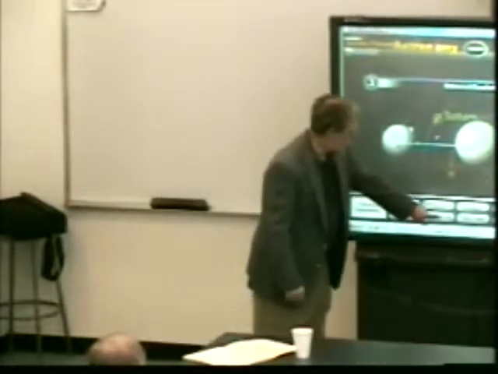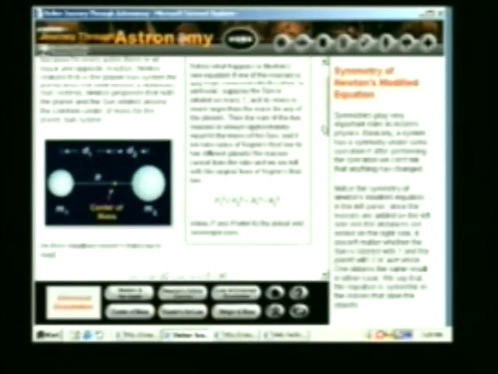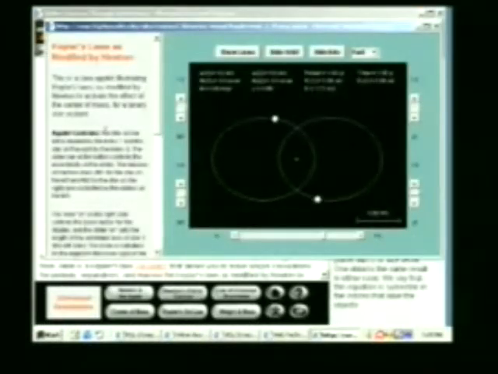Let me show you another example. In this case, also a Java applet. This is an illustration now of Kepler's laws of planetary motion. Or actually, well, it could be planetary motion, but it also could be a binary star system. This is a Java applet, and it is running pretty fast on this system. Slow it down a little bit.